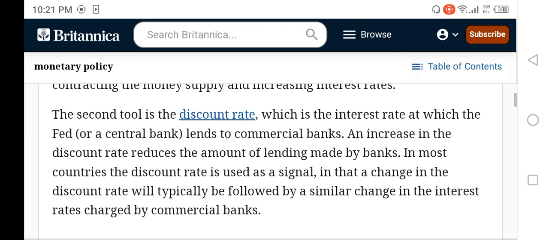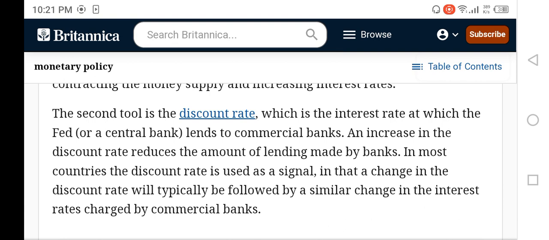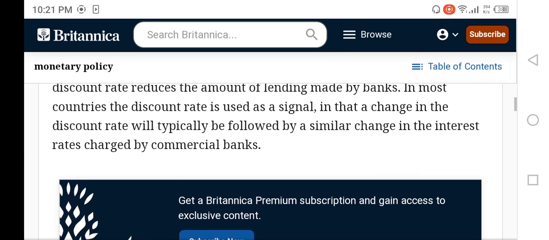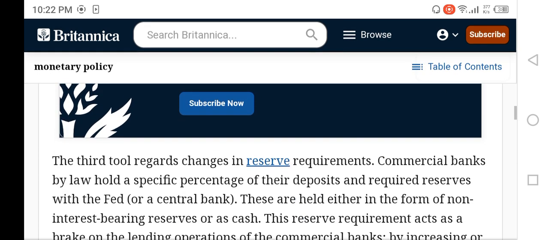and increasing interest rates. The second tool is the discount rate, which is the interest rate at which the Fed lends to the commercial banks. An increase in the discount rate reduces the amount of lending made by banks. In most countries, the discount rate is used as a signal: a change in the discount rate will typically be followed by a similar change in the interest rates charged by commercial banks.